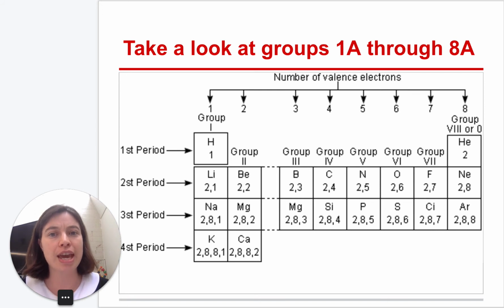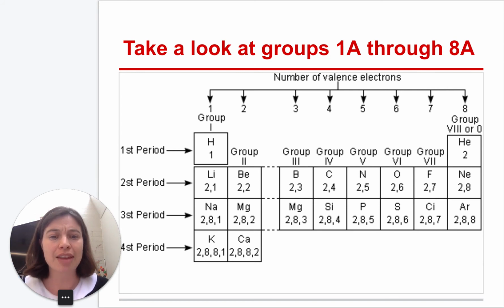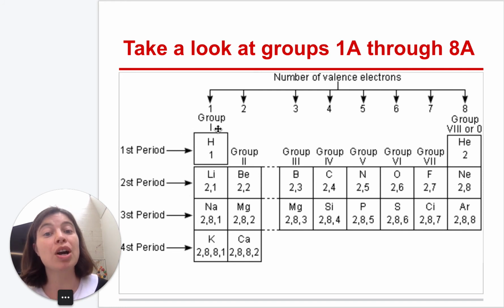But for the A groups, which is to say the column that hydrogen and beryllium are in, those 2 columns on the left, and the 6 columns on the right, this planetary model is a really good explanation of what's going on. So, if every time I reach a new row, I'm going to a new shell of electrons, I can tell how many valence electrons I have by looking at what column I'm in.